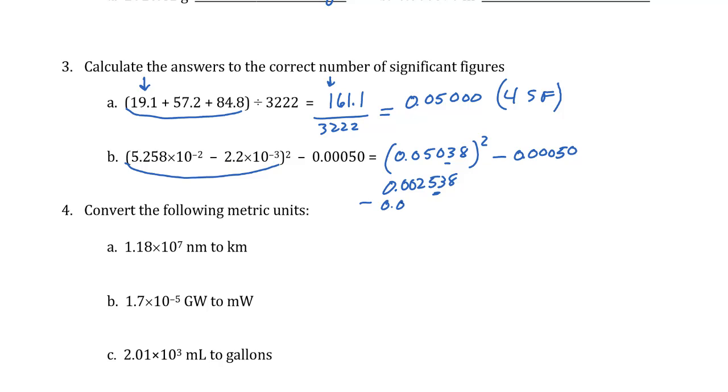Subtract from it the 0.00050, and that works out to be 0.00204 to the last known digit.